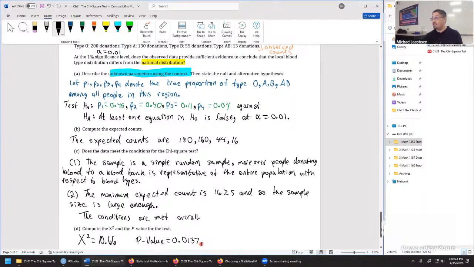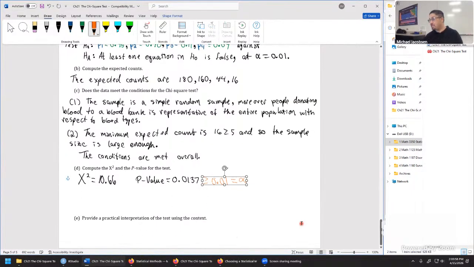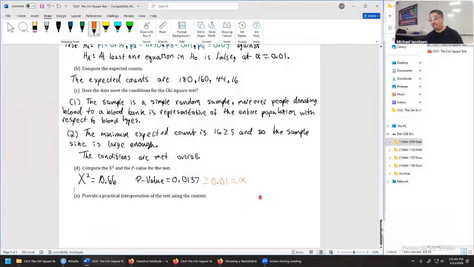That p-value then is greater than or equal to 0.01, which is alpha. So two in a row, not significant. Our next chapter notes will have a significant result for our next chi-squared procedures. So once that's done, the last thing for us to do is just give the practical interpretation.